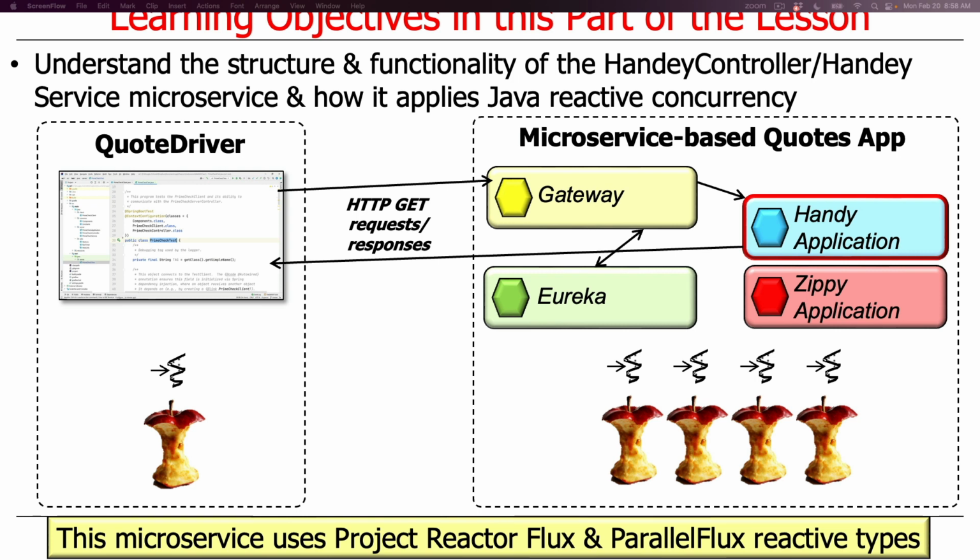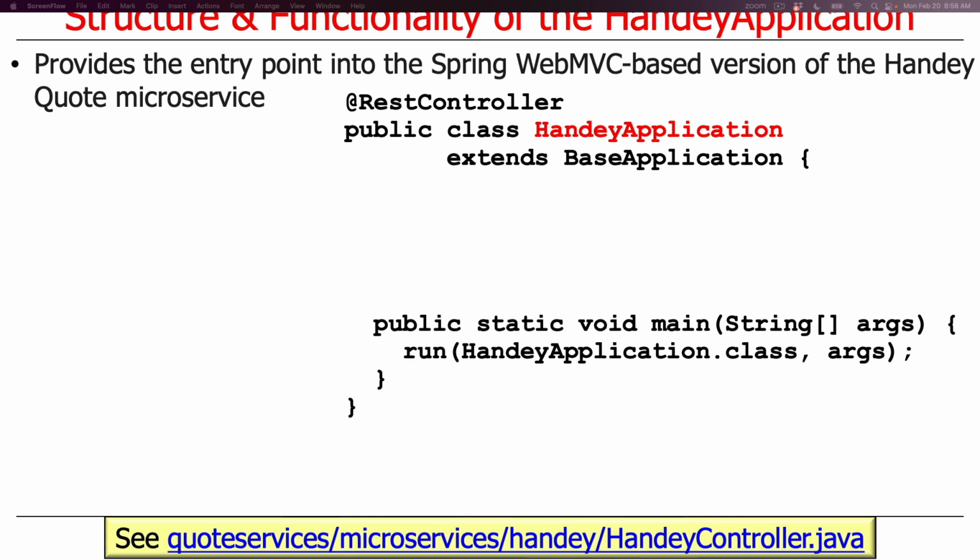This particular microservice applies Java reactive concurrency. In particular, it uses Project Reactor's Flux and ParallelFlux reactive types. This is just a preview of coming attractions. We'll cover these things in a lot more detail here shortly. So let's talk about how this is structured.